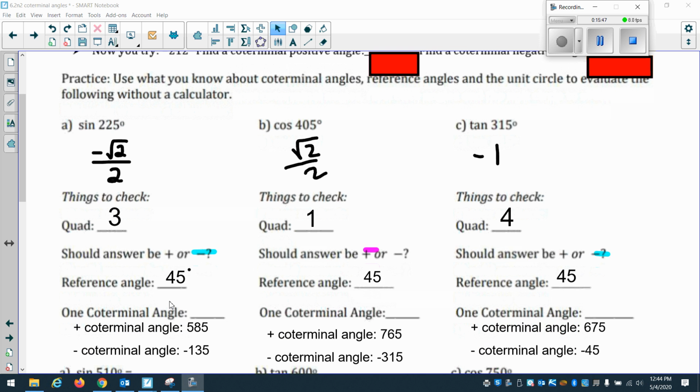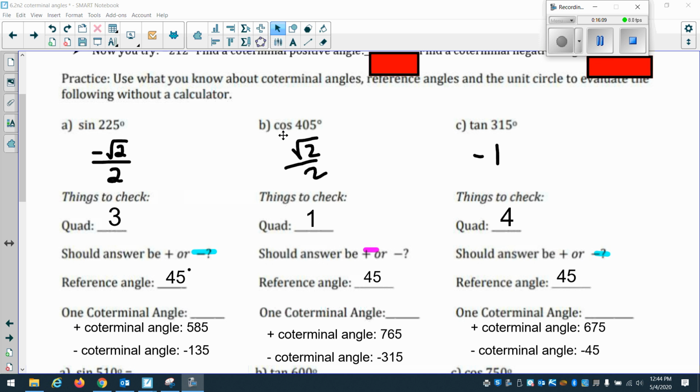Now it says one coterminal angle. I gave you either positive or negative. I gave you both. On our tests and quizzes, it will be telling you if it's a positive coterminal angle or a negative coterminal angle. So I gave you both there. Positive, I added 360. Negative, I subtracted 360.